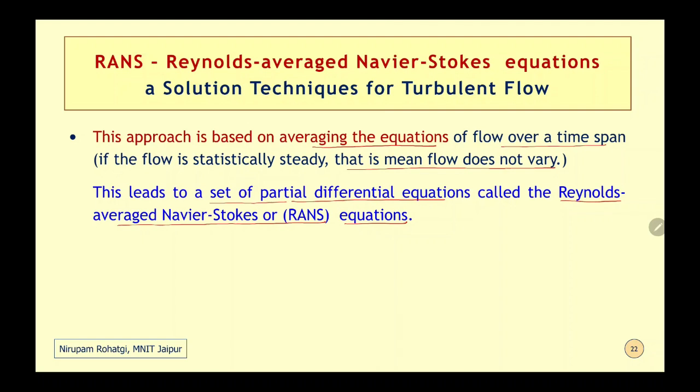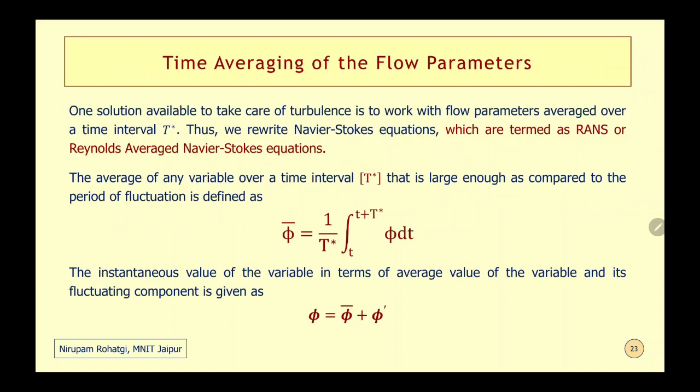So far we have studied Navier-Stokes equations. Now we are going to average those equations, and so we get a new set of equations which are called RANS, Reynolds average Navier-Stokes equation. Okay. How do we do that averaging? One solution available to take care of the turbulence is to work with flow parameters averaged over time interval t star. So what we are doing is averaging the flow and trying to solve this. So we rewrite Navier-Stokes equation, which are termed as RANS.